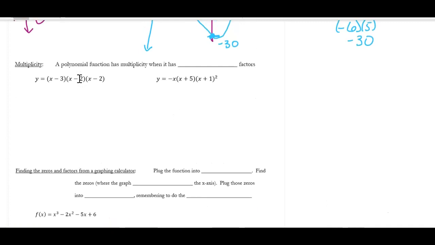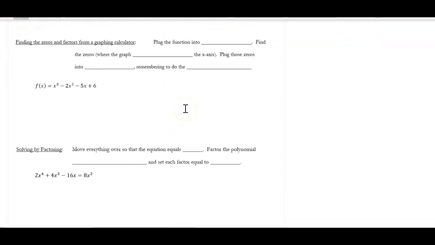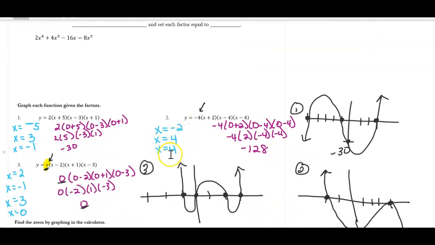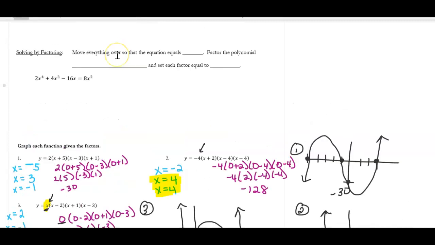So the next thing that we talk about is called multiplicity. And we actually had a problem with multiplicity and we didn't talk about it, but that's okay. All right, a polynomial function has multiplicity when it has duplicate factors. Do you remember which one had the same factor twice? Let's go back down here and look. This one right here. You see how it has the same factor twice? That's called multiplicity. Okay? All right, so let's go see what happens with multiplicity.